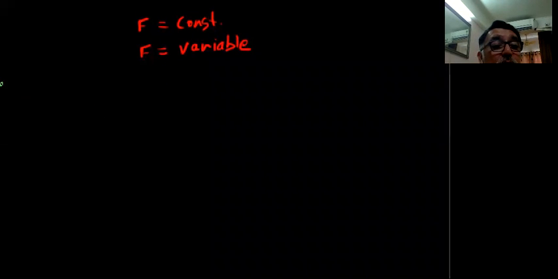Now in all the above cases, what we have assumed is that the force is always constant. That means the force never changes. So if you are applying 5 Newton force, it always remains 5 Newtons. But now let's look at a scenario where the force is not constant, but the force is variable. In that case, if you want to find the work done, what we do is we plot a graph.